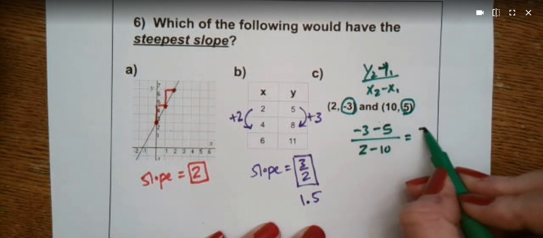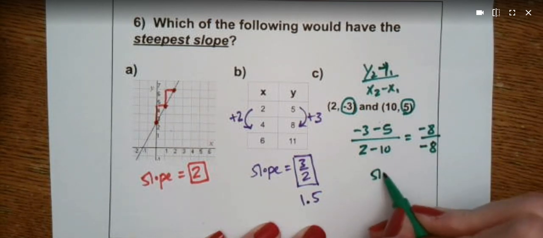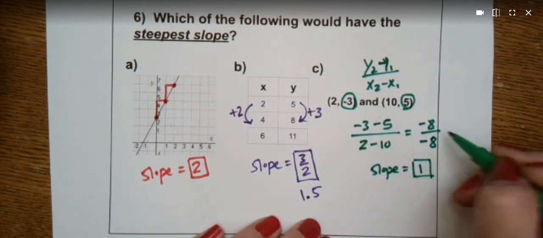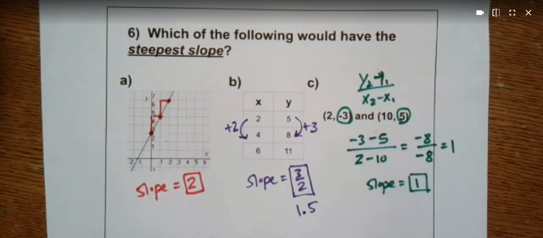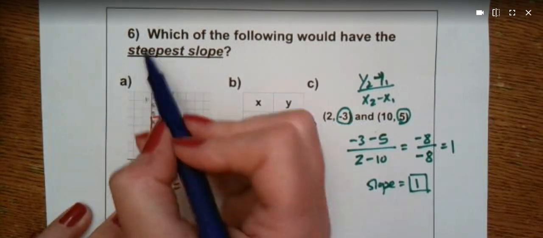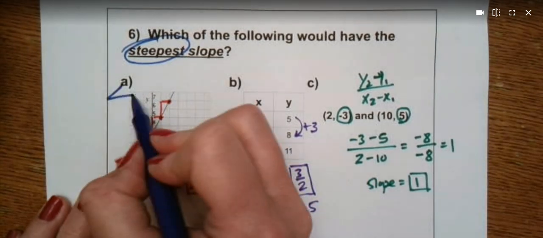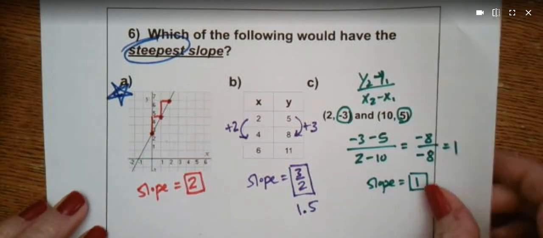Okay, so top I get -8, bottom I get -8, which means here I'm going to have a slope that's equal to +1. Okay, because -8 divided by -8 is 1. So I'm going to compare the 3 slopes, and when I'm comparing them, I know that the steepest slope is going to be the biggest number, which would be 2, so I would pick answer A as having the steepest slope. All right, so just comparing slopes.